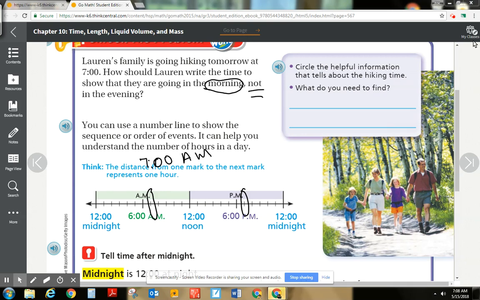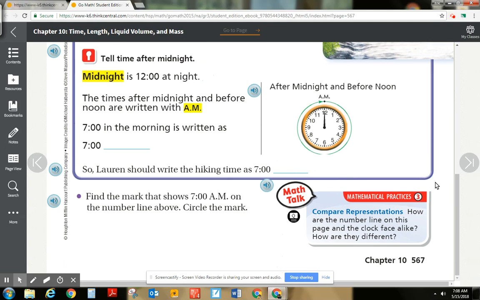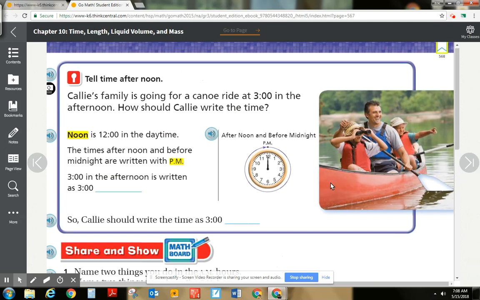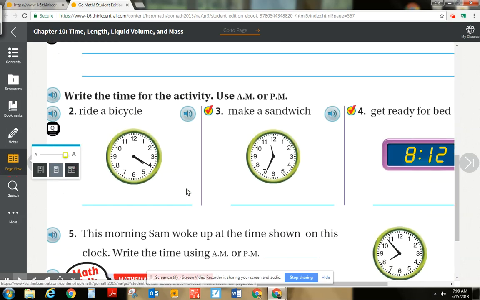A big thing with AM and PM is reading the clock and then just using your brain and thinking, when is this most likely going to be taking place? Let's take a look at a couple of examples on these questions. We're going to write the time for the activity and use AM or PM. This will be a good review of telling time, also reading the clock.